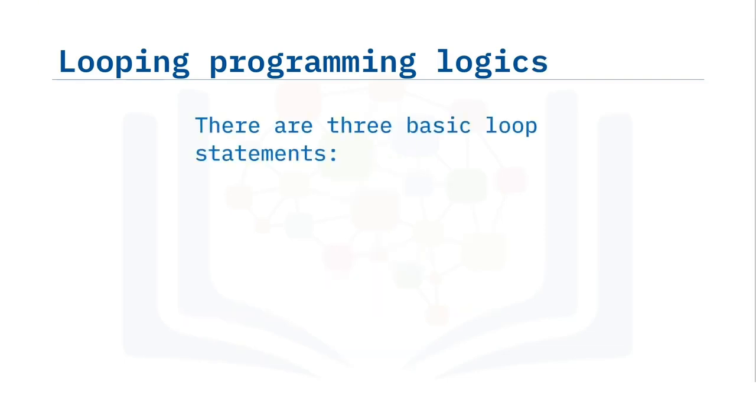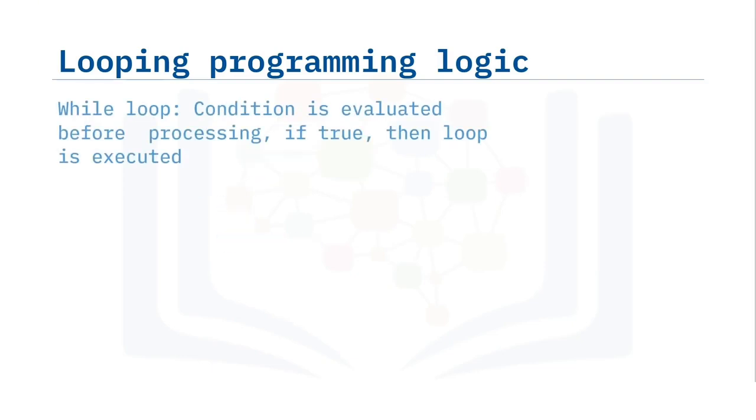There are three basic loop statements: while, for, and do while. In a while loop, a condition is evaluated before processing the body of the loop. If a condition is true, then and only then the body of the loop is executed.